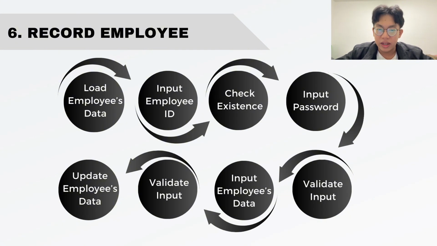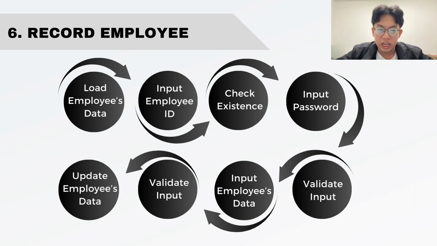If the ID does not exist, the admin is prompted to input the employee's password. This step is crucial to either verify identity or update password-related data. The system validates the password input, ensuring it meets predefined criteria such as length and character requirements. If the validation fails, the admin is asked to re-enter it correctly. Next, the admin is prompted to input or update the employee's data, such as name, department, and salary. The system validates the new or updated data.